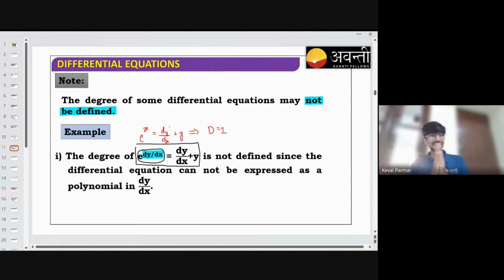So in such cases, the degree is not defined when other functions are present and the differential coefficient is in that function. I hope it is clear. Got it? Okay, is it clear till here? If it is clear till here, okay.